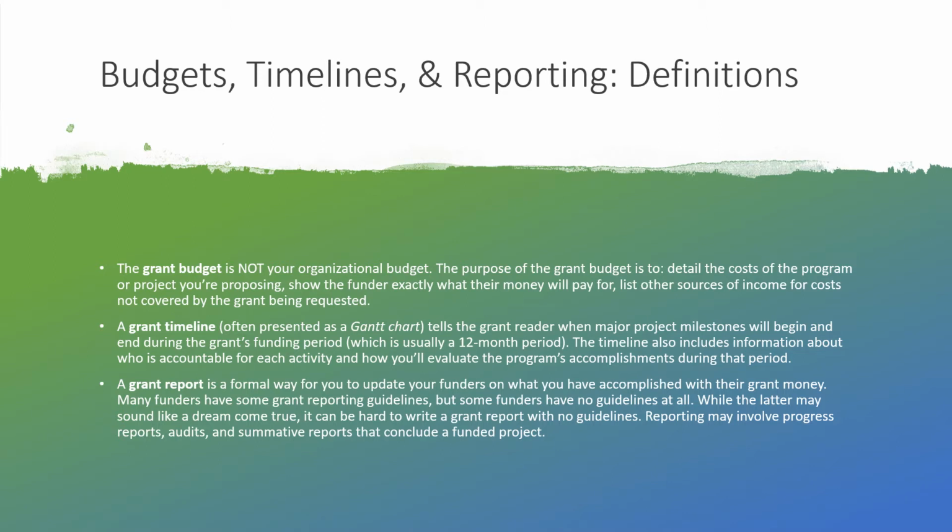And a grant report is something you do after you've been funded and after you've completed your study, or perhaps while you're completing your work. And this is a formal way for you to update your funders on what you have accomplished with their grant money. Many funders have some grant reporting guidelines, but some funders have no guidelines at all. While the latter may seem like a dream come true, it can be hard to write a grant report with no guidelines. So reporting may involve progress reports, audits, and summative reports that conclude a funded project. In other words, you have to basically say, this is what I said I was going to do with the money, and this is what we did with the money. And that makes sense, right? That if you're funded, you provide some kind of report on what you did with that funding.